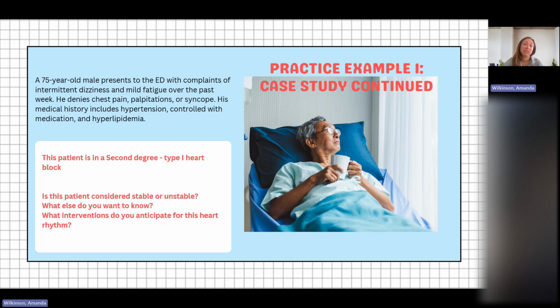Depending where he is, we might want to admit him to a place with higher monitoring that has a monitored bed, whether that's a ward with telemetry or ICU. Good. And we want to make sure we call our physician, especially if this is new.